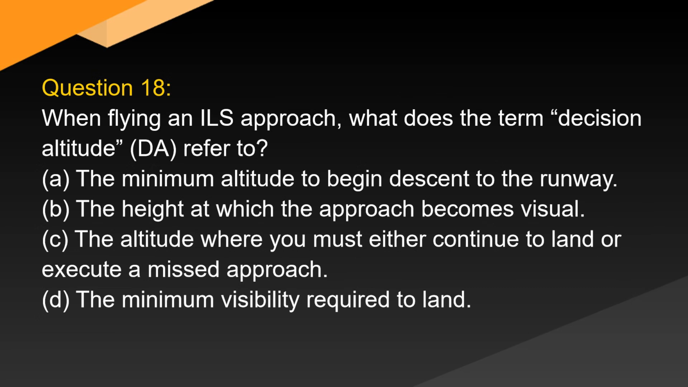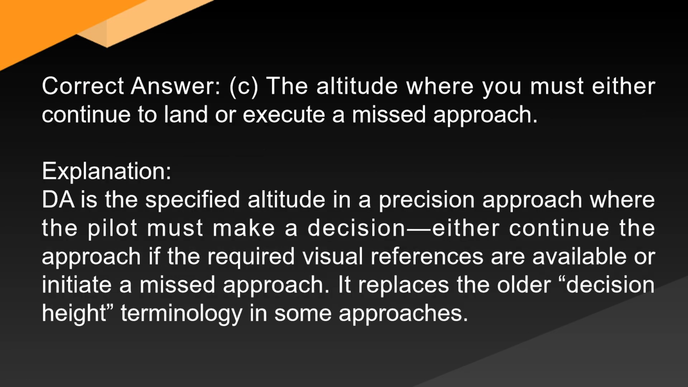Question 18. When flying an ILS approach, what does the term decision altitude, DA, refer to? A. The minimum altitude to begin descent to the runway. B. The height at which the approach becomes visual. C. The altitude where you must either continue to land or execute a missed approach. D. The minimum visibility required to land. Correct answer. C. The altitude where you must either continue to land or execute a missed approach.